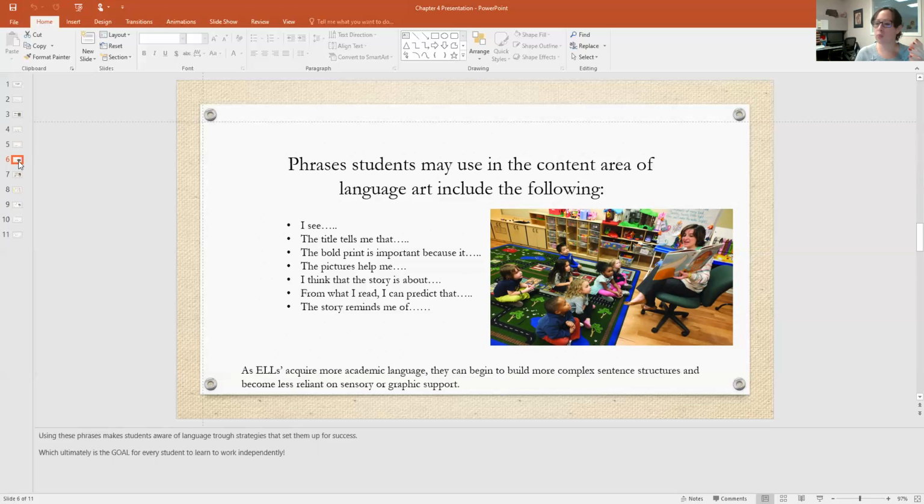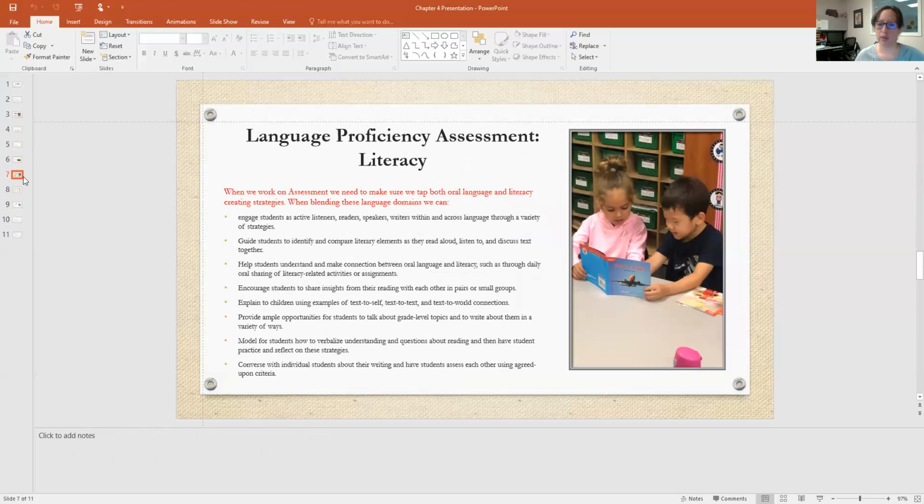I see that this book is going to be about families. What does the picture tell me? Okay, well, let me sound out this word, and it just helps them. So, language proficiency assessments and literacy.